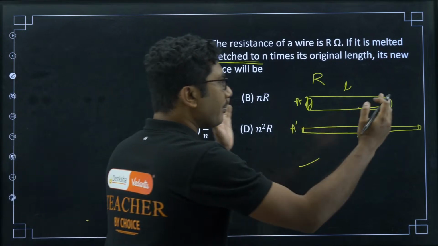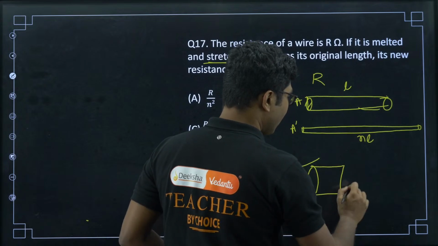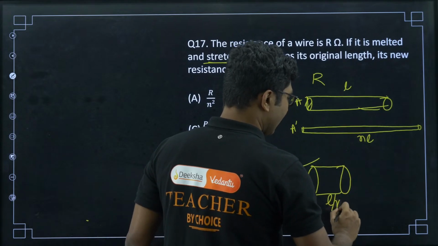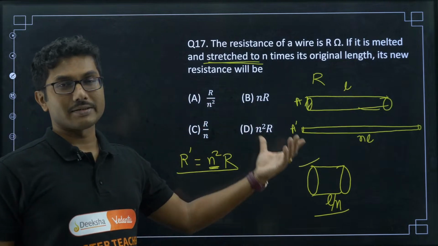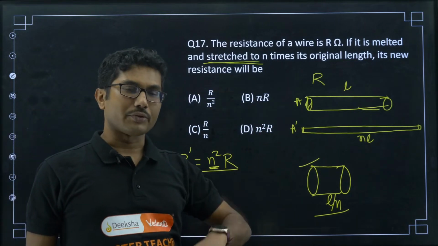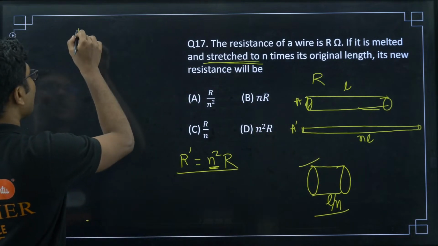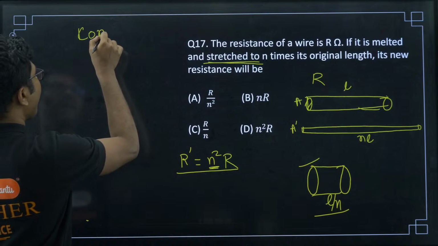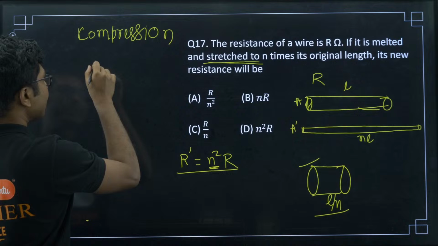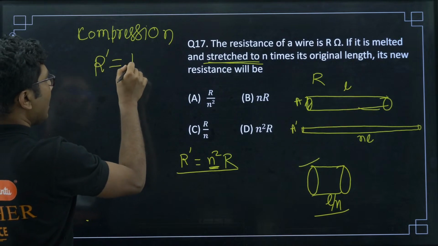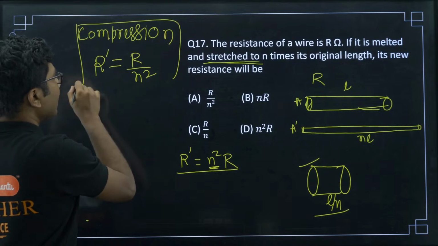Similarly, if you compress it to a length of L by n, so you have made the length half or 1/4 or 1/3 or 1/5, in that case, for compression, the new resistance will be R by n square. This is also a handy addition.